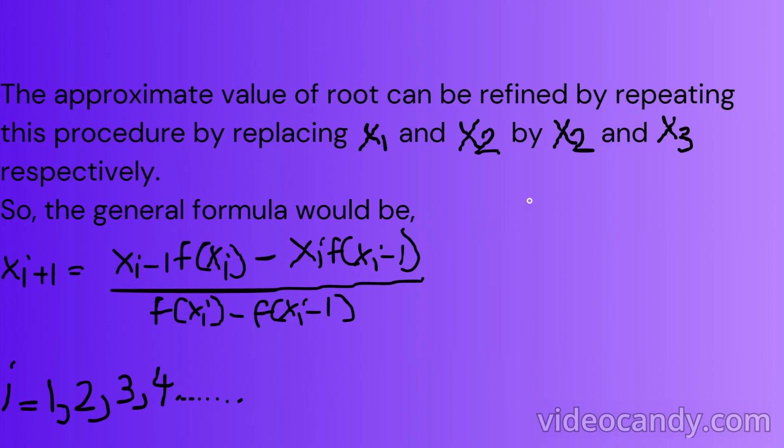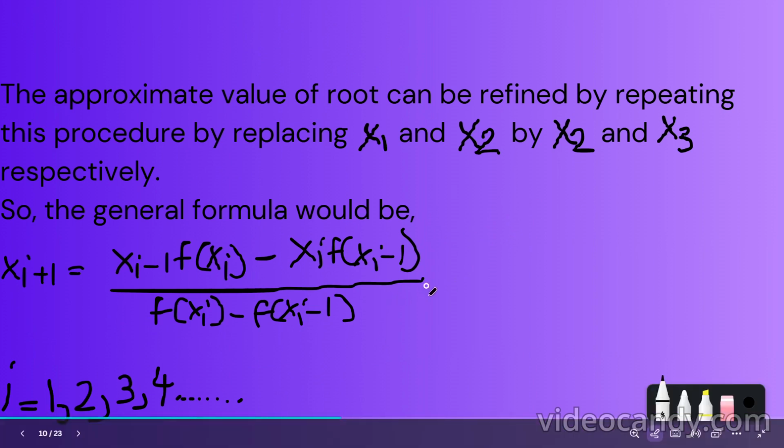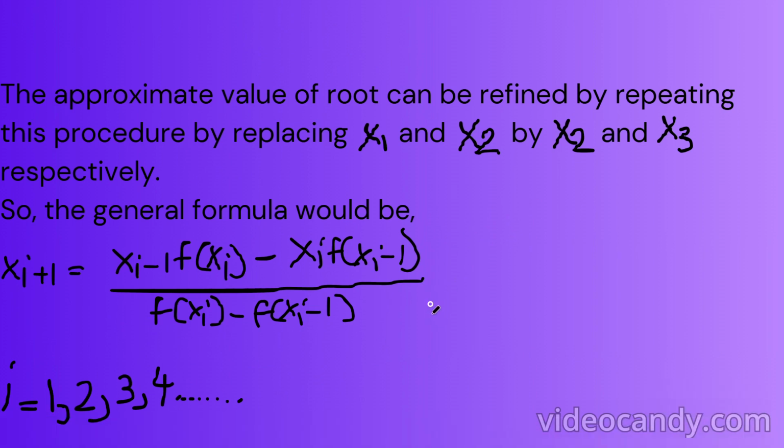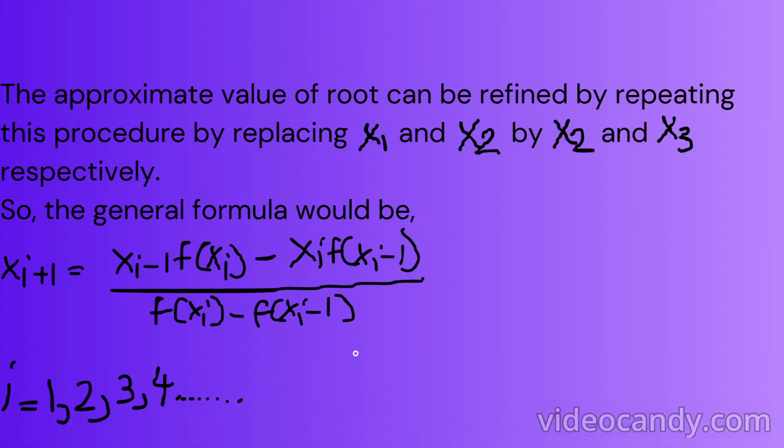The approximate value of the root can be refined by repeating the procedure, replacing S1 and S2 by S2 and S3 respectively. So the general formula will be this formula. Si equal to... so i equal to 1, 2, 3, 4. So we replace S1, S2 by S2 and S3, S3 by S4, and so on. So the root can be refined by repeating this.